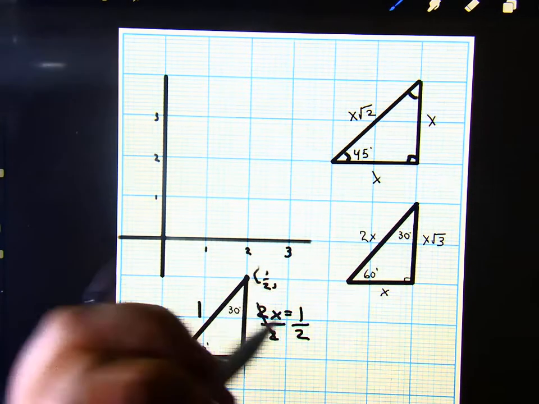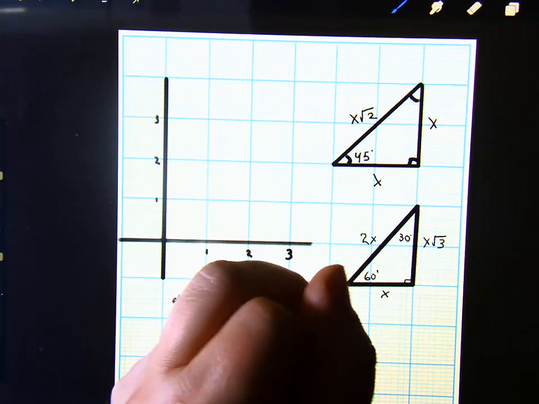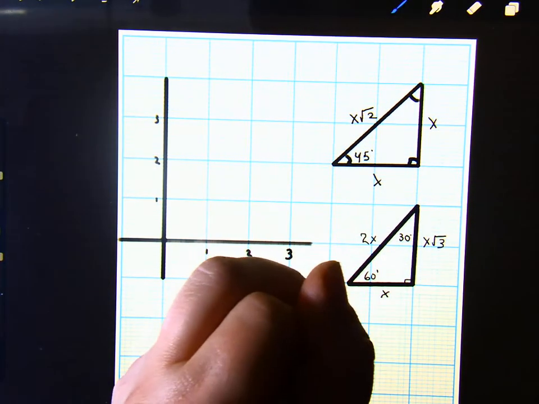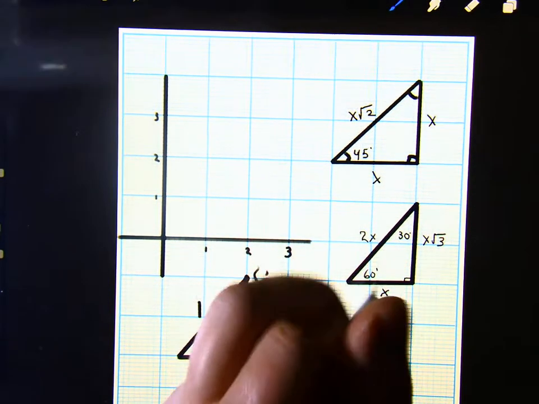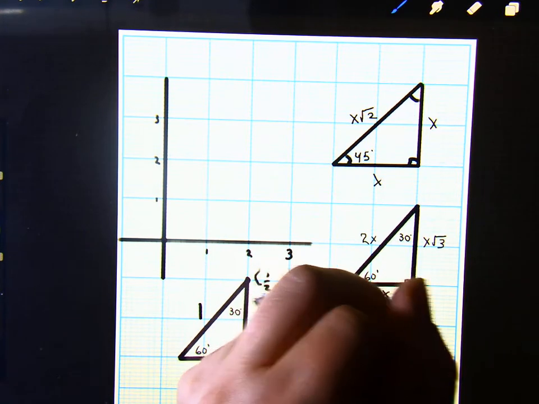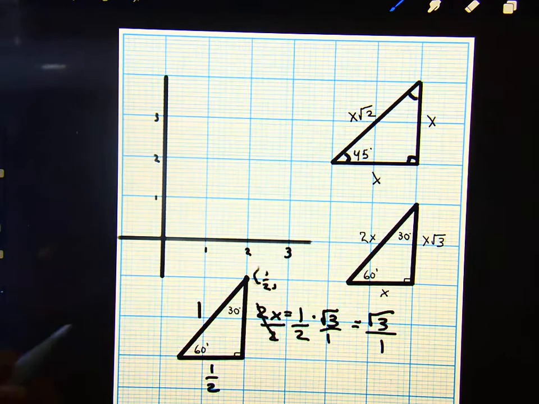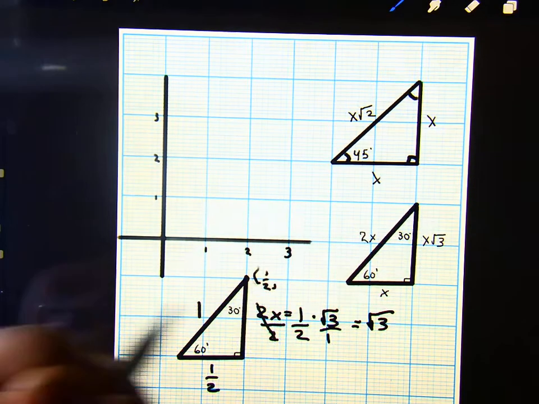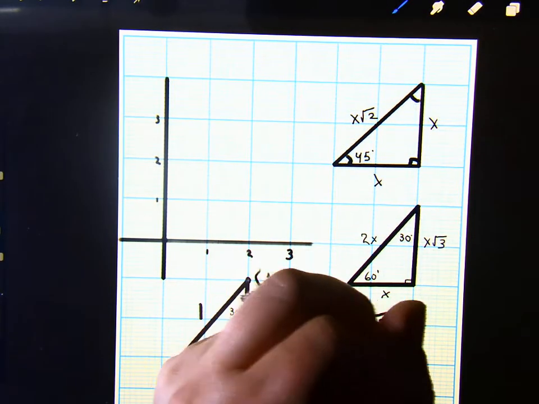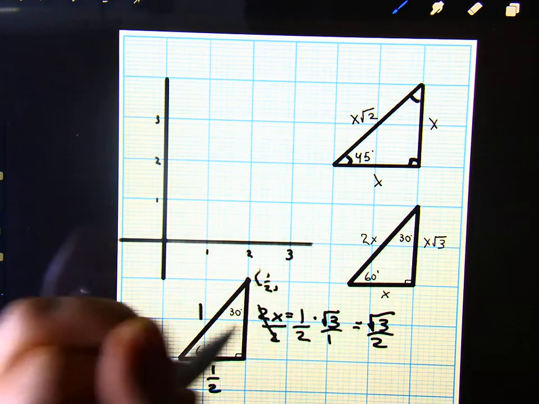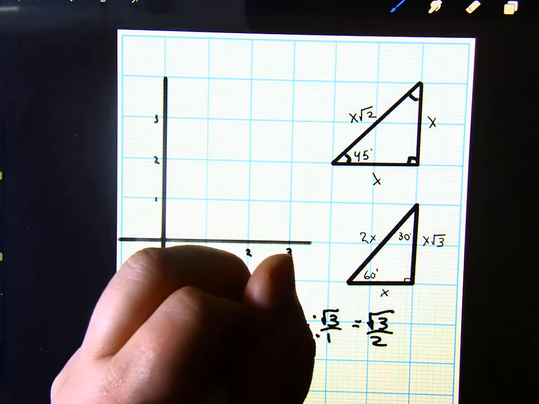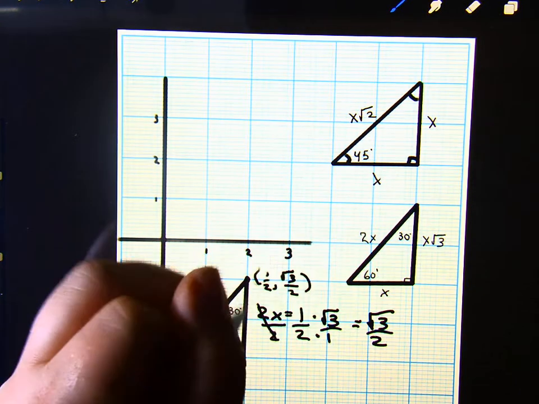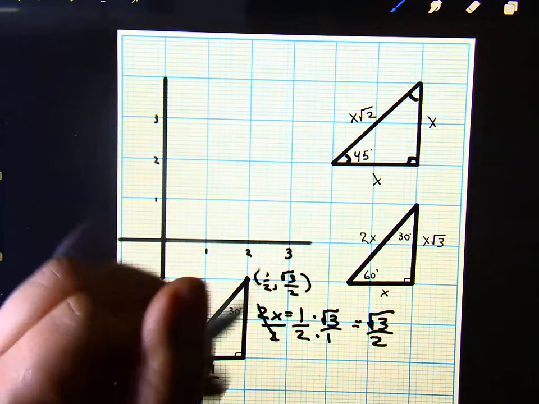So now I'm going to take 1/2 and times it by, well, at least times it by radical 3. And you can put this over 1 if you want. And basically what you get is radical 3 over 1, or just radical 3. Oh, excuse me, over 2 times. There we go. That's all right. So that is my y, or my height of this triangle.